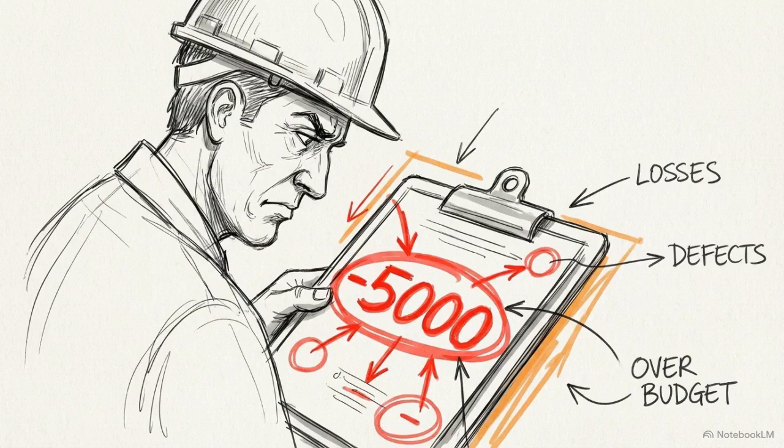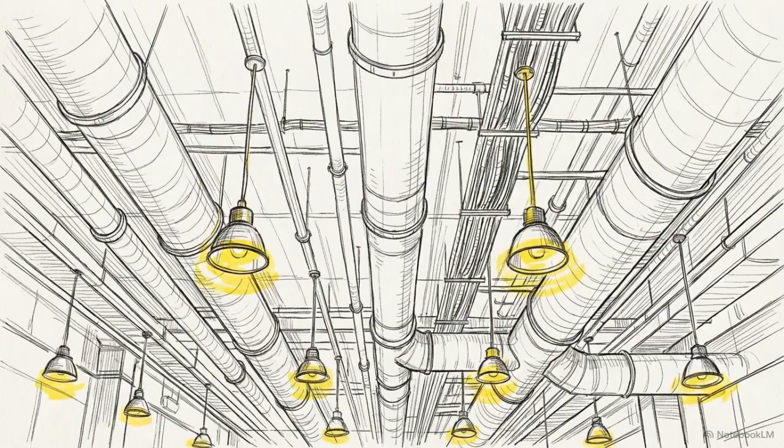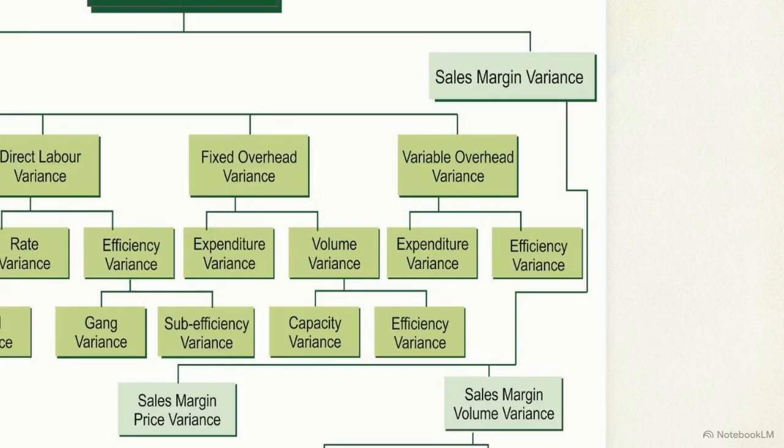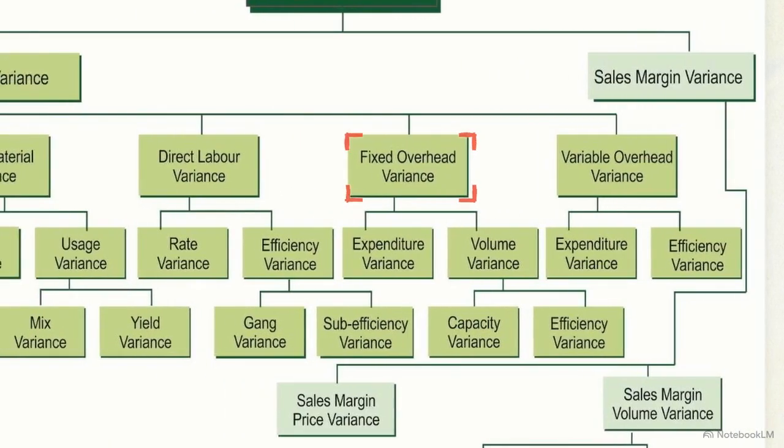This side of the tree proves that a cost blowout can be mathematically traced to a specific buyer paying too much, a machine wasting inputs, or a manager scheduling the wrong crew. Beyond tangible materials and labor, we must account for the invisible burdens of the factory, the overheads. Variable overheads follow the same split as direct labor, measuring what we spent on utilities versus how efficiently those resources were used during production.